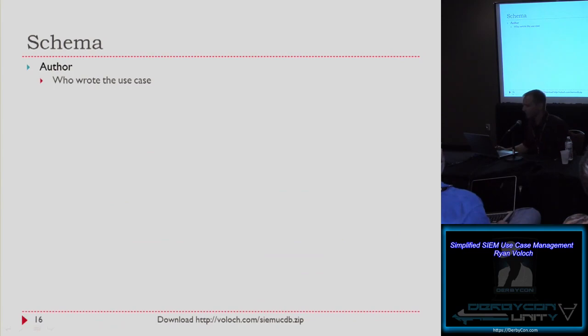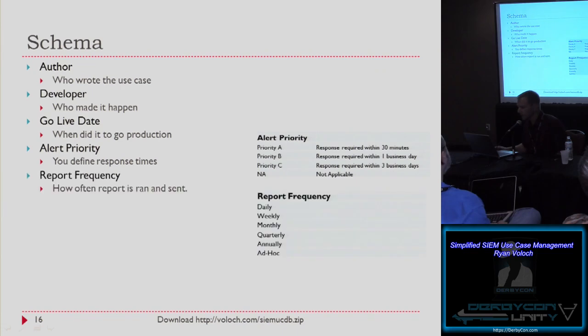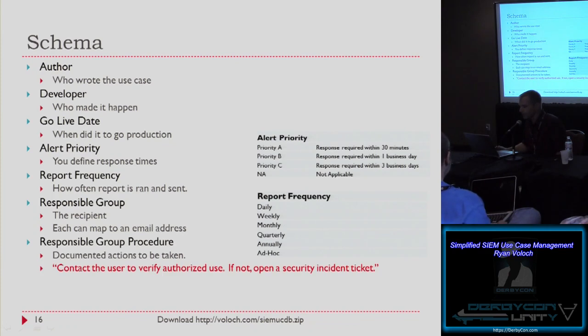Okay, there's some more fields here. Author: we want to give people credit for adding things to the use case database. Developer: who made it happen. The go-live date: when it went to production. Alert priorities: you could define that based on your environment, how you do alerting. Report frequency: how often you want a scheduled report to go out. The responsible group is basically the recipient of the content. They could go to an email address. And the procedure for when that group or recipient receives that content, you want to include instructions.